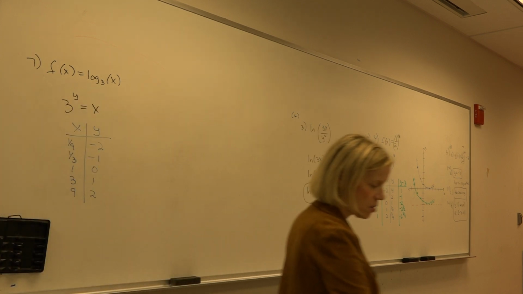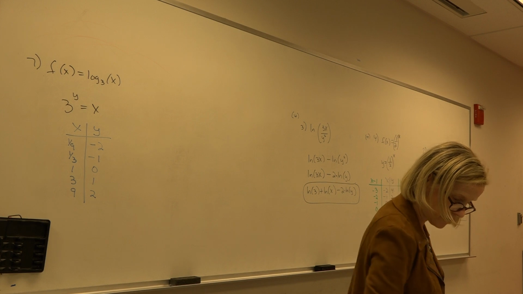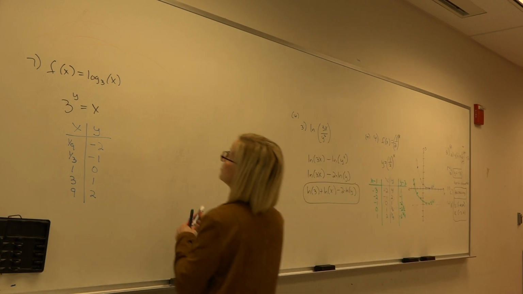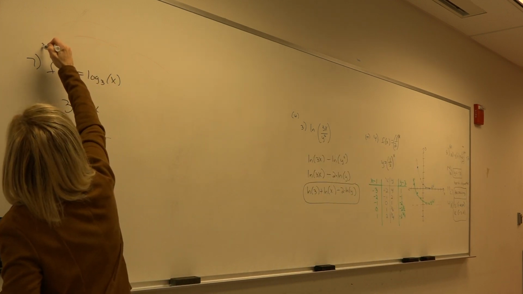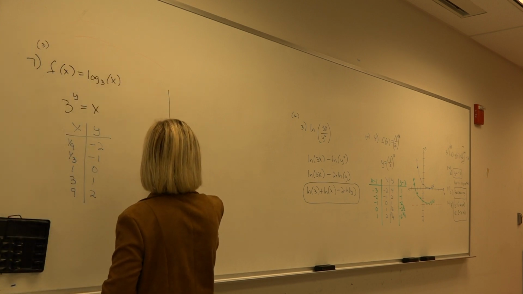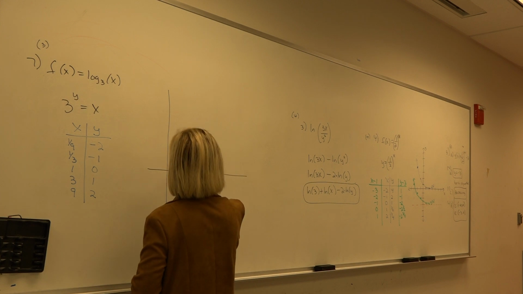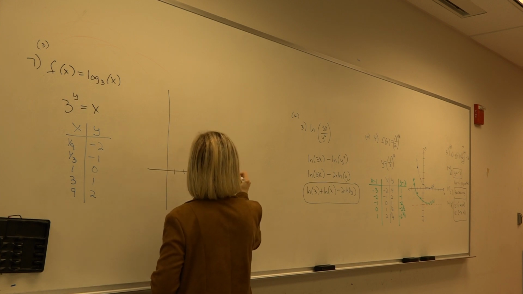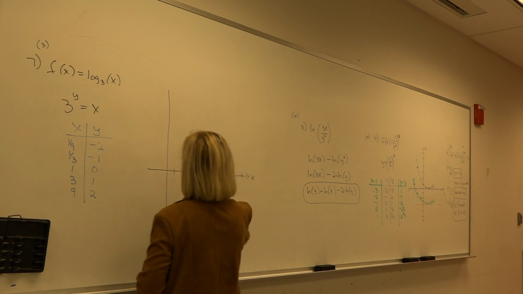So taking those points, we're going to graph on the plane, and this was worth 3 points, by the way. Counting by ones here.